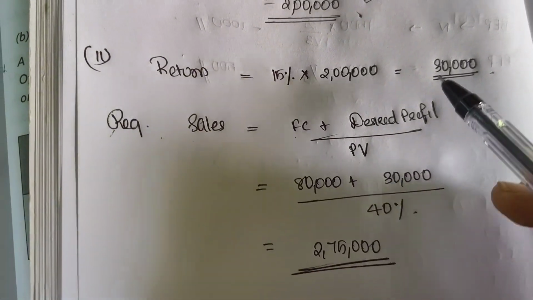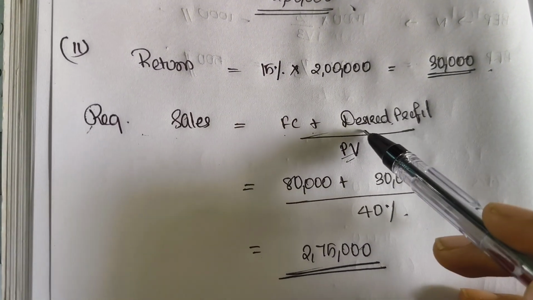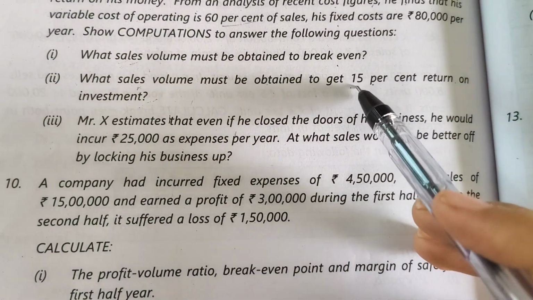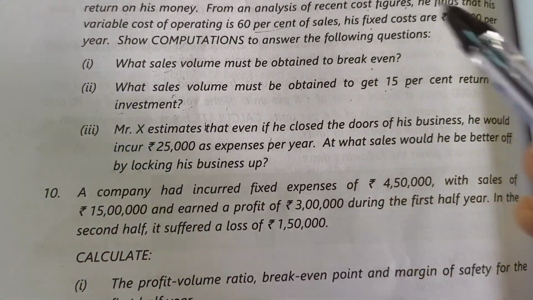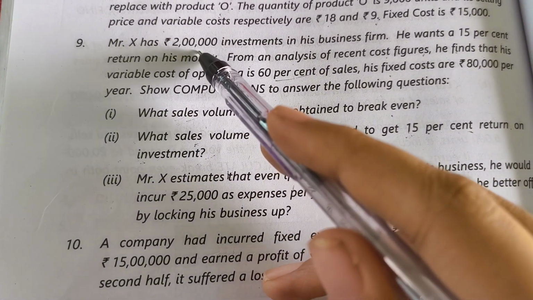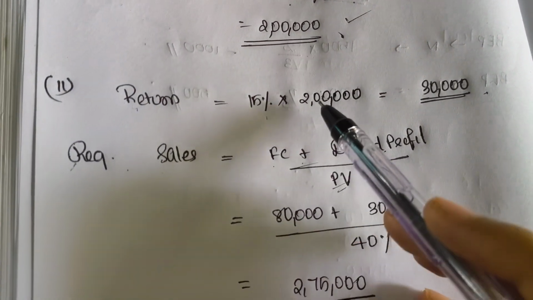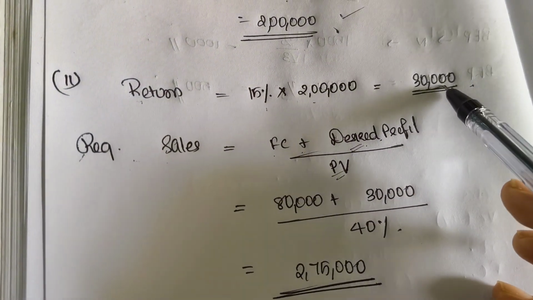What is the required sales? Fixed cost plus desired profit by PV ratio. What is his desired profit? He desired a profit of 15% return on investment. Desired profit is 15% on investment. Investment is 2 lakh. So, what will be his desired profit? 15% of 2 lakh, that is 30,000.